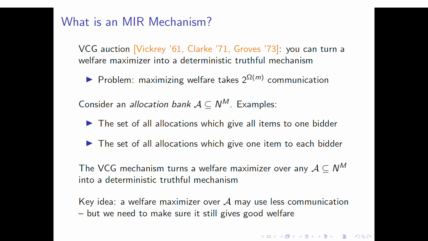The key idea then is to carefully choose an allocation bank, which is simple enough to optimize over efficiently, but complex enough to still contain good allocations for any set of bidders.